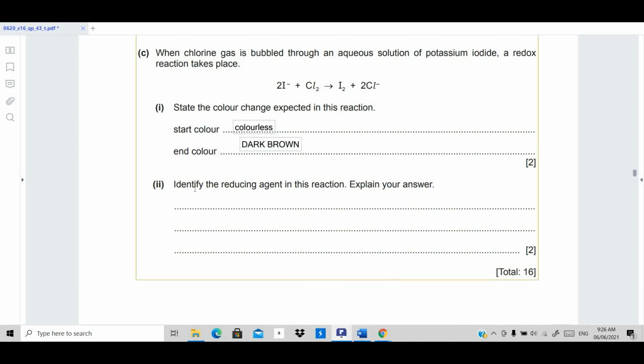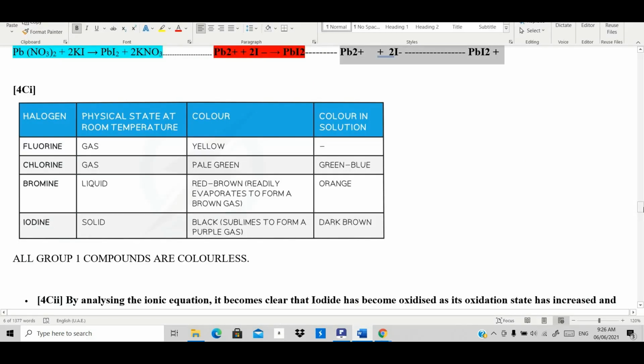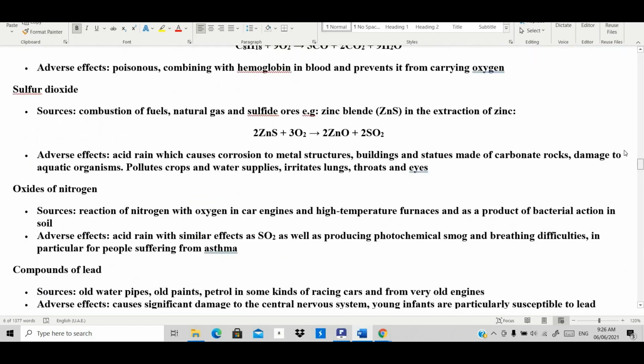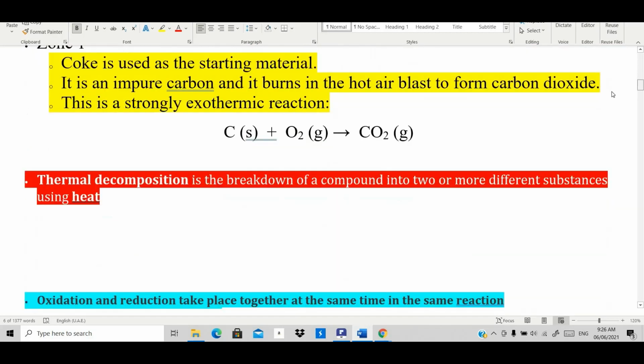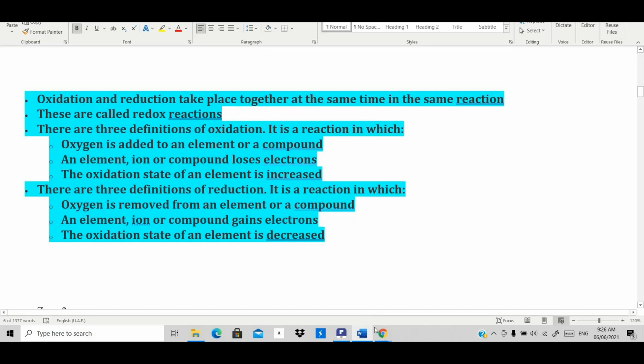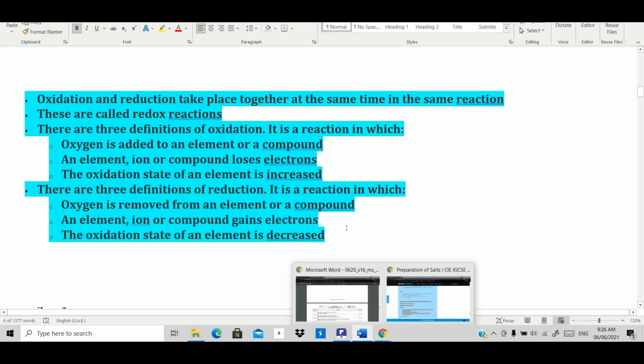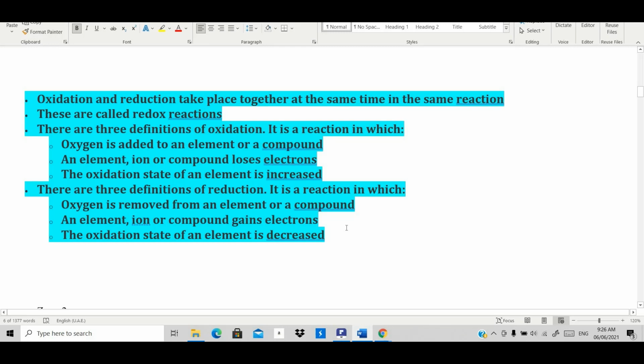Now, moving on to this part of the question: identify the reducing agent in this reaction, explain your answer. As I said before, you need to be familiar with all the definitions, oxidation and reduction. You need to firstly check the equation, what it's trying to say in terms of addition of oxygen. According to the question, which definition should we go for? Yes, we need to mention it in terms of oxidation state.